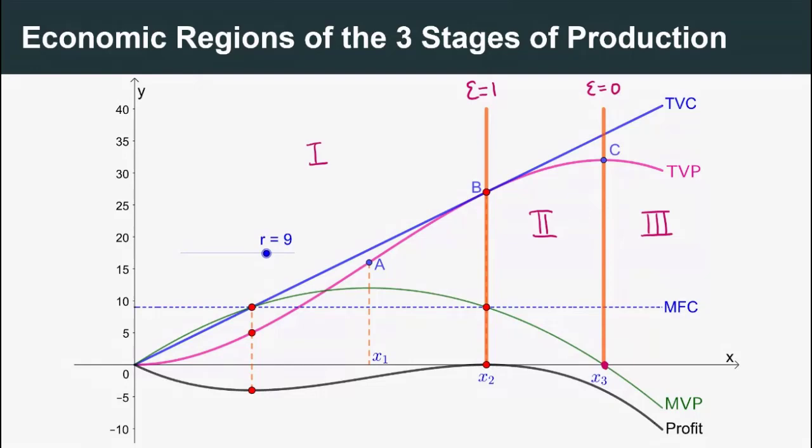So imagine this as fertilizer use. We don't even need to think about the cost of the input use. Even if the fertilizer is free, you're not going to use that fertilizer, because if you use more fertilizer, your total value of product is going to decrease. So it's definitely not optimal to produce beyond X3.